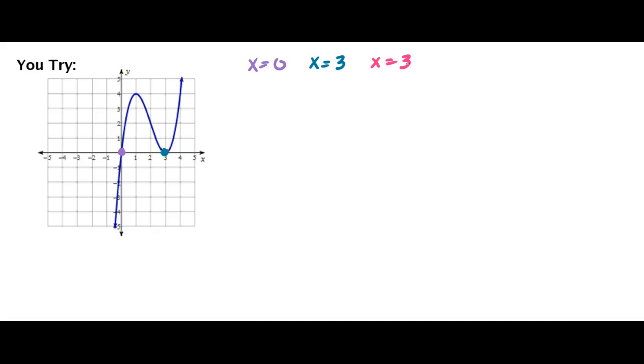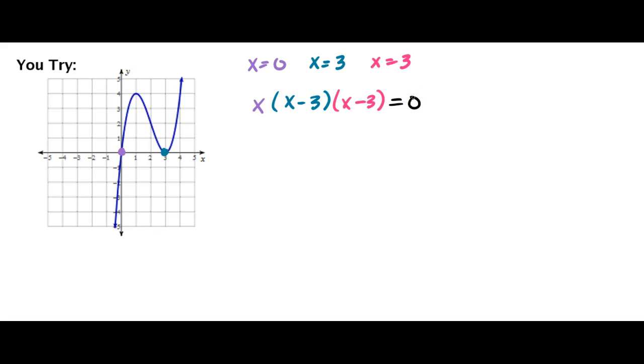All right, so I have my 3 zeros. The next thing I need to do is move them or rearrange them. Now the purple one, I don't need to do anything with that. It's already good because it equals 0. The teal one, I'm going to have to switch the sign, so I'm going to make it x minus 3. And then the pink one, the same thing. And then I'm going to set it equal to 0.